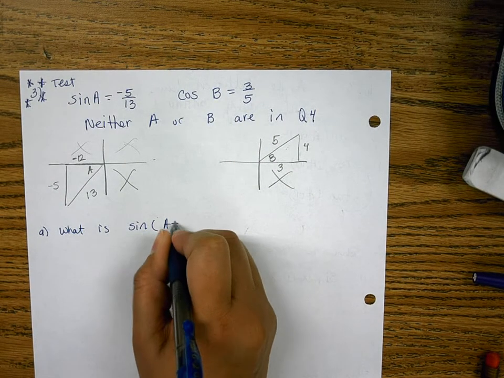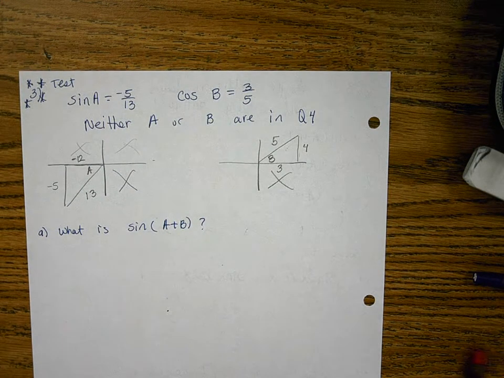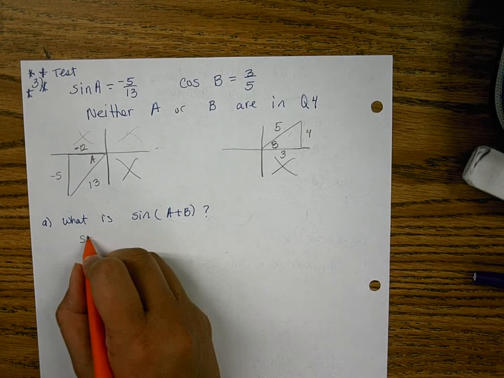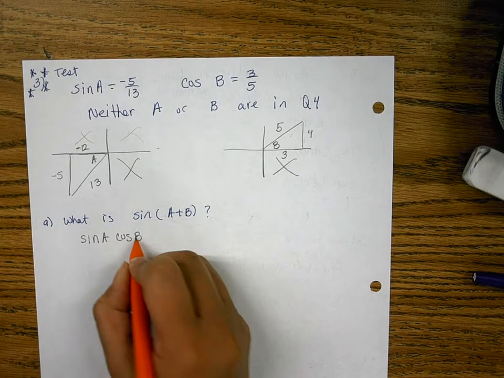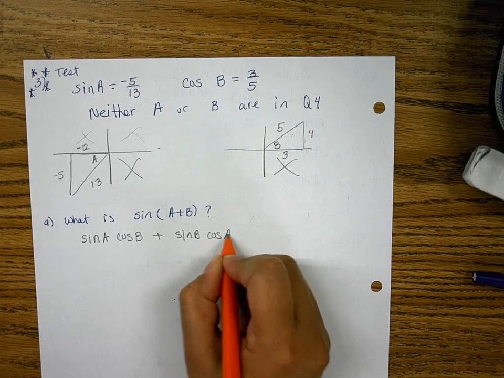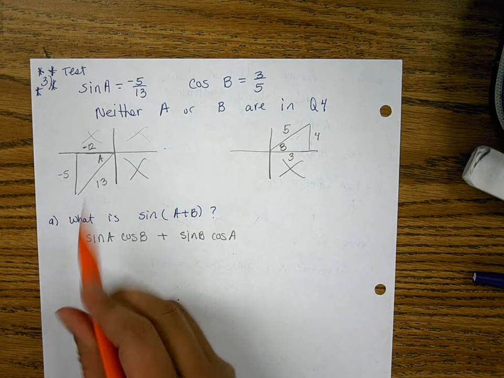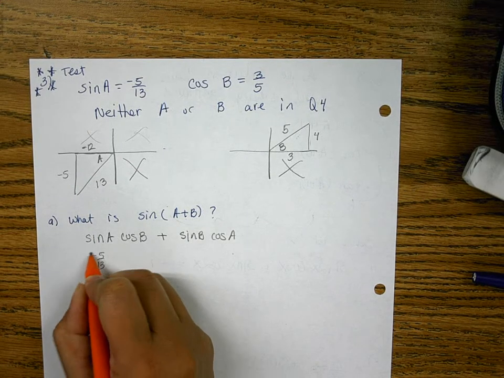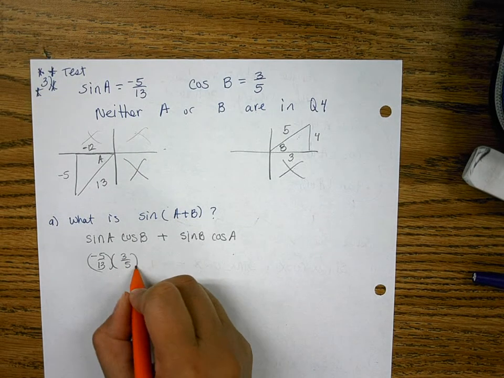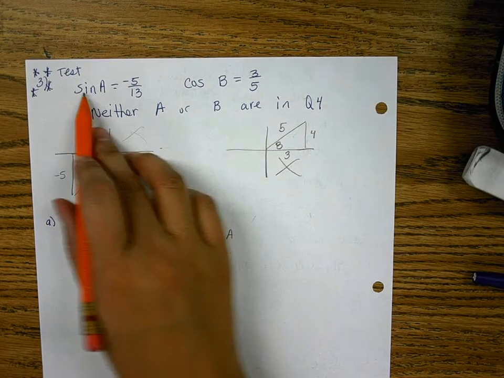Okay, now that we have our picture, this is the kind of stuff they're going to ask you on the test. Part A, what is sine of A plus B? Okay, that question we've already had. We use our angle addition laws to expand it and figure it out. Sine of A, cosine of B, same sign, sine of B, cosine of A. So we just use our pictures. For sine of A, it's negative 5 over 13. Cosine of B, I can use the 3/5.